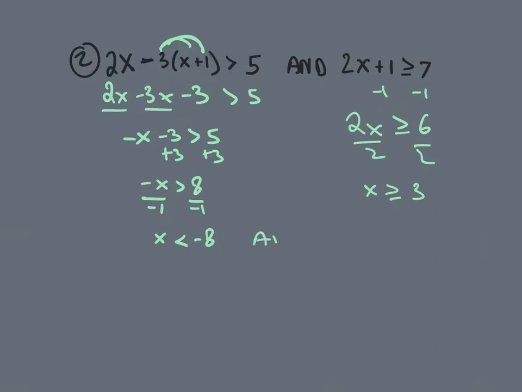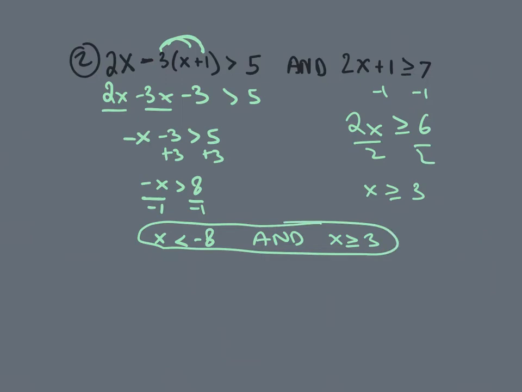So my final inequality, and I have to put that word "and" there, is x is less than negative 8 and x is greater than or equal to 3. Okay, there's the inequality. Number line time. I'll put negative 8, and I'll put 3, and I'll make my truth table. So let's look at this. X is less than negative 8, and x is bigger than 3.